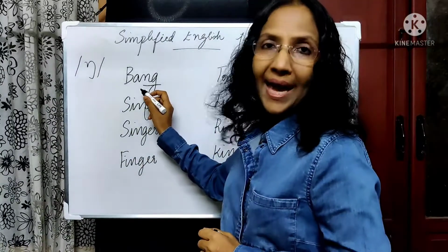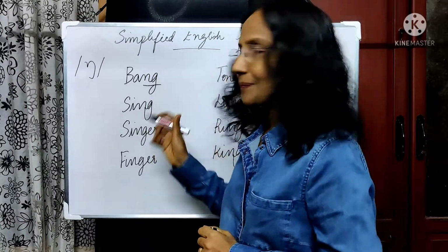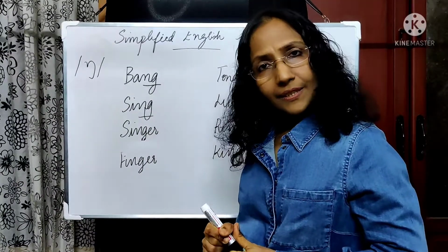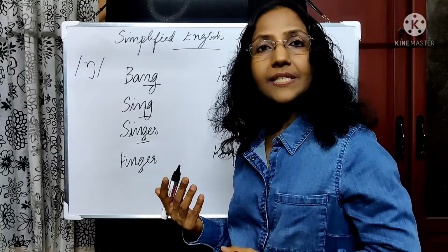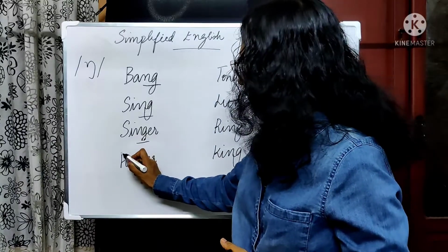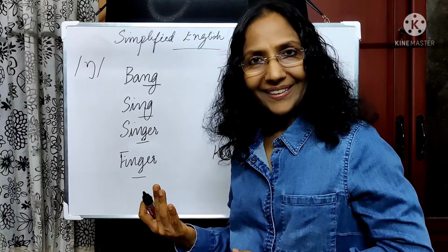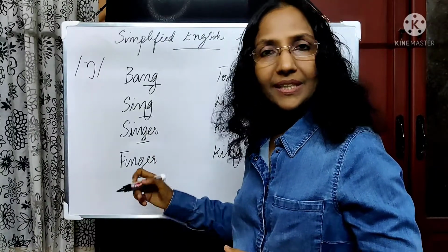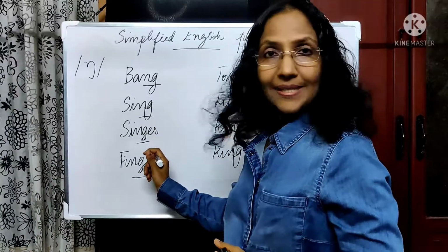Now we'll see bang. Ng sound. Okay, so it's a voiced sound. Bang. Again, we find sing. Now, let's learn the third word. It is singer. It's not "sing-ger", it's singer. Okay. And see the fourth word. How do we pronounce it? Finger. So there is a subtle difference between singer and finger. But that difference is there. Okay. So remember, it's finger and singer.